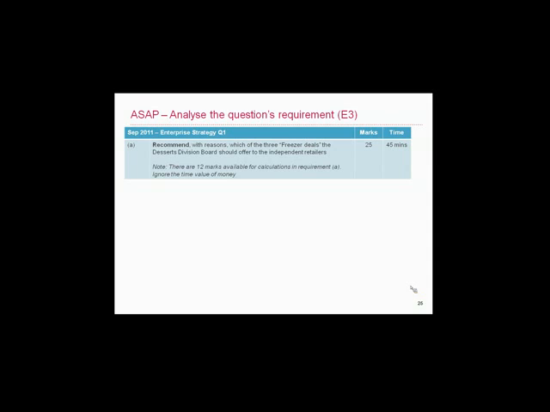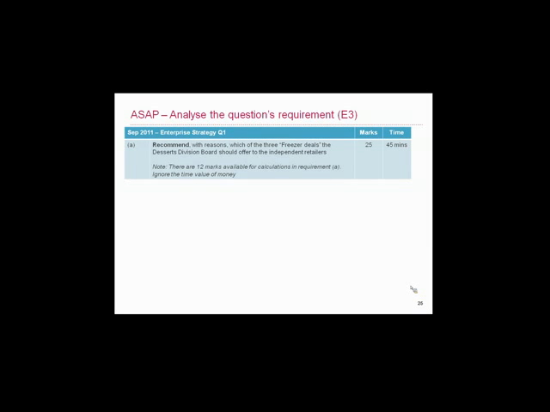So the next question we'll look at is E3, which is from September 2011, question 1. We'll only look at 1A because it's quite a long question. It's the compulsory question in section 1. So again, you may want to pause at this point to download this question, which is September 2011, E3, question 1A. This question is: recommend with reasons which of the three deals the third division board should offer to the independent retailer. And there's a note here saying there are 12 marks available for calculations in requirement A.